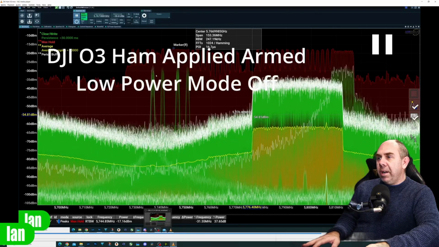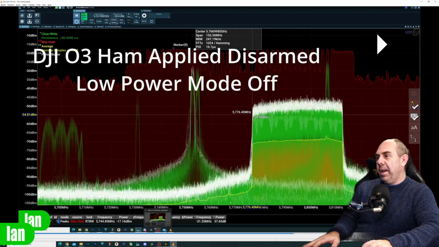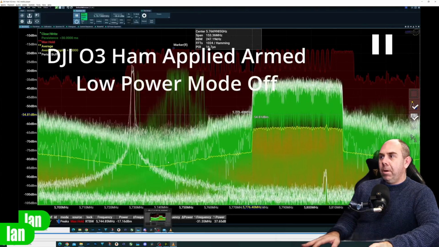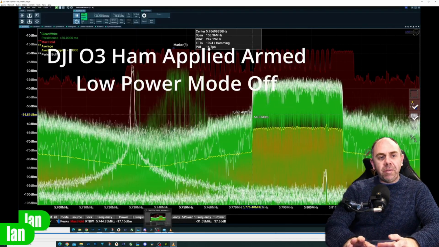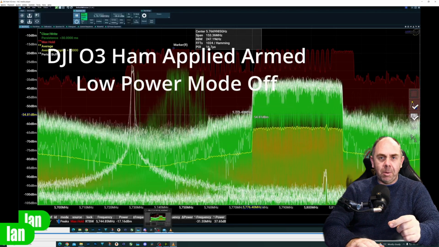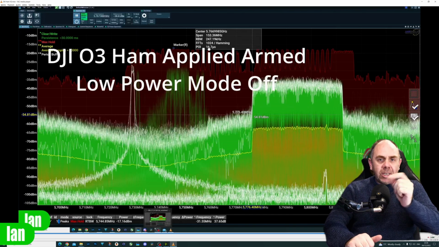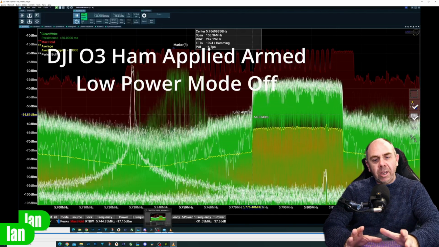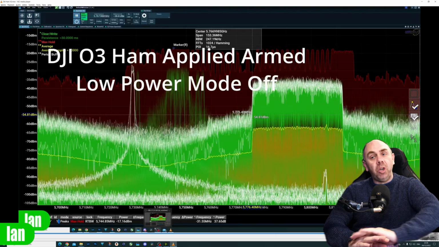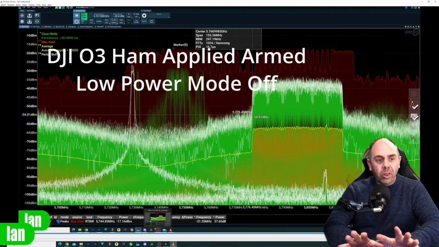It is only when I arm the aircraft do you see that massive increase in power. Okay, so I'll go there, ready, boom. It is only at the point of arming does the O3 push to maximum output. Now, this is different behavior to the FPV air unit and the Vista. I've gone back and double checked. It is not the same behavior.